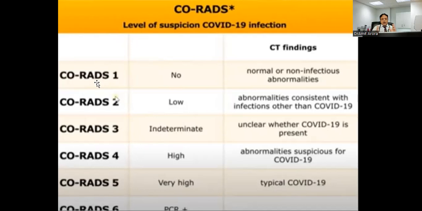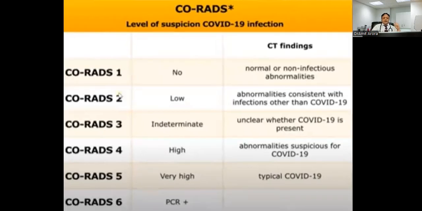So let me tell you, CO-RADS 1 and 2 are non-COVID. For CO-RADS 1, just don't look at this chart, it's not very helpful, it's a theoretical chart. CO-RADS 1 and 2 mean no COVID. CO-RADS 1 means either CT is perfectly normal, or there could be non-infective pathology, like some tumor, metastasis, or sarcoidosis. Number two is infective but not viral. It could be bacterial or fungal, but not viral. CO-RADS 3 is unsure.